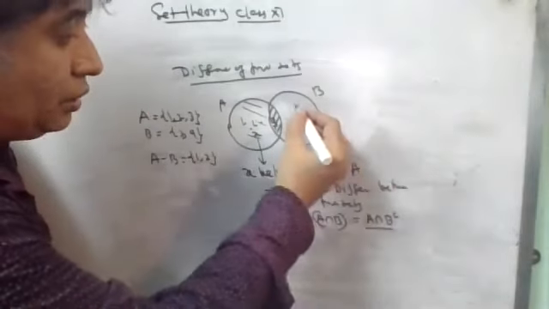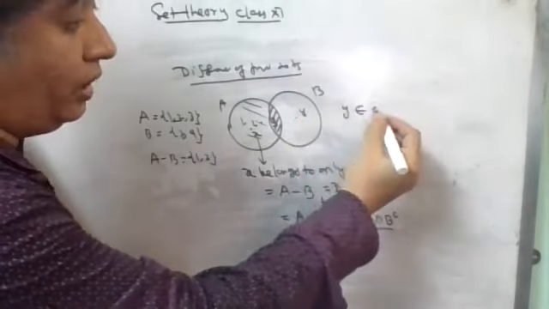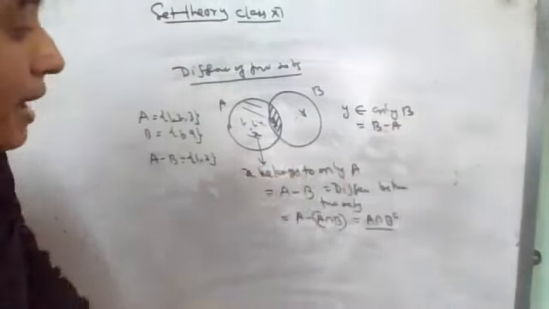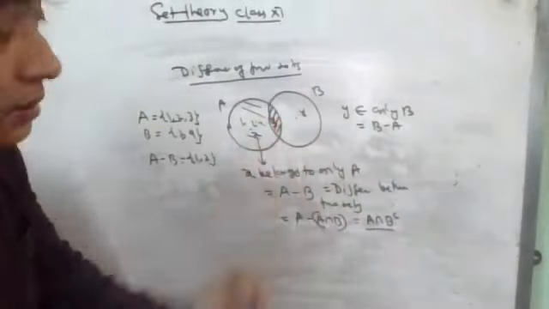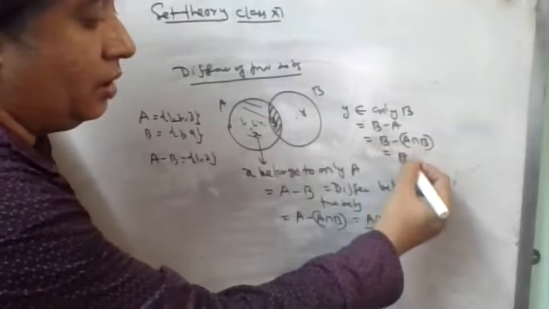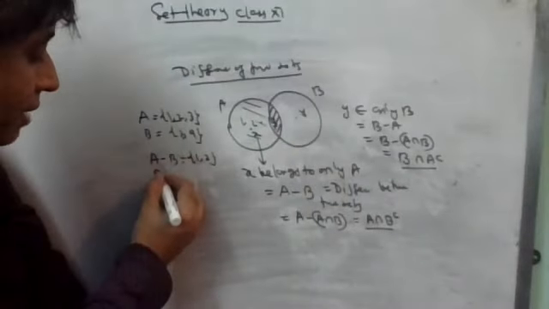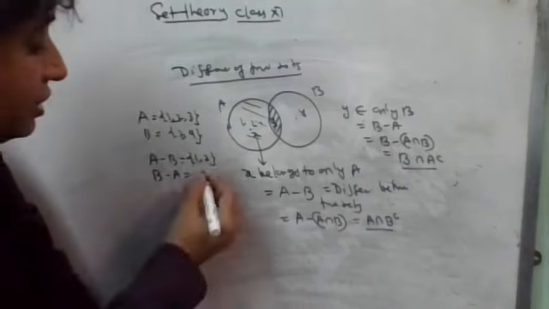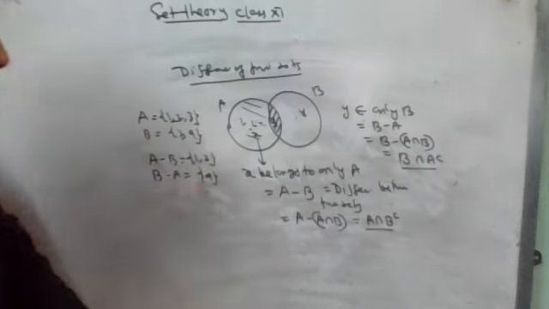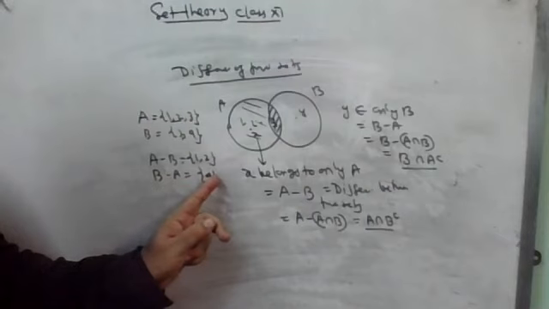See, if any element Y belongs to B, it belongs to only B. What does it mean? B minus A means the part belonging to only B but not A. You can write B minus the common region intersection, or B intersection A complement. So here B minus A is what? 4 is the element, sorry, 4. 4 is the element that belongs to B but not A.